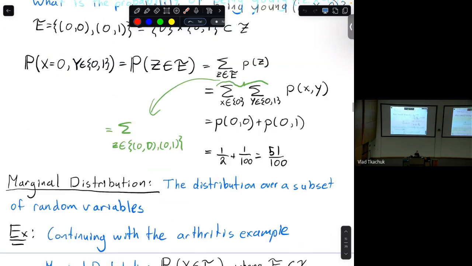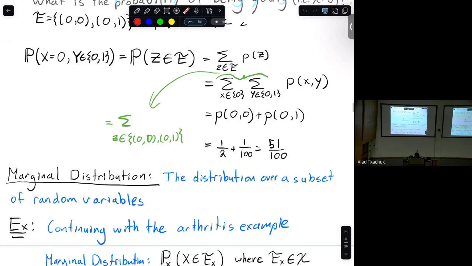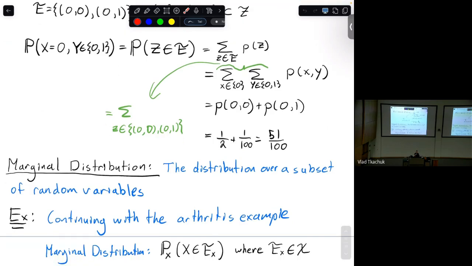And visually, you take this area, that's you being young, and the other place where you're young is this little guy here. And you just put them together, and that turns out to be 51 over 100 of the area. Okay. And this has a name, this idea of only caring about one of the variables. This is called marginalizing. Okay?